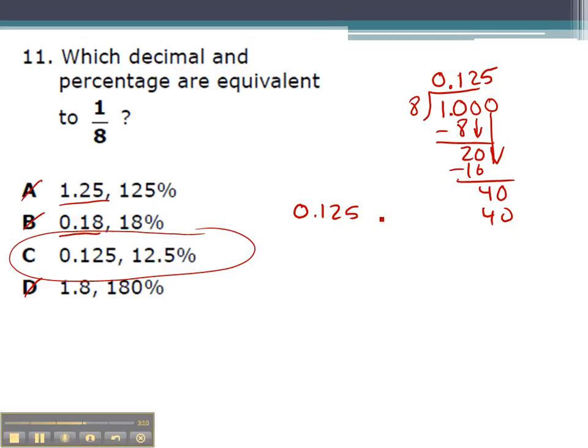But to figure out the percent, percent means per 100. We always think of 100 when we think of percent. So we multiply the decimal times 100. And the rule we learned from multiplying by powers of 10 is move the decimal to the right the number of places that are equal to the number of zeros in the power of 10. So that's 2, 1, 2 to the right. And we get 12.5%. And that also matches the percent in answer choice C.